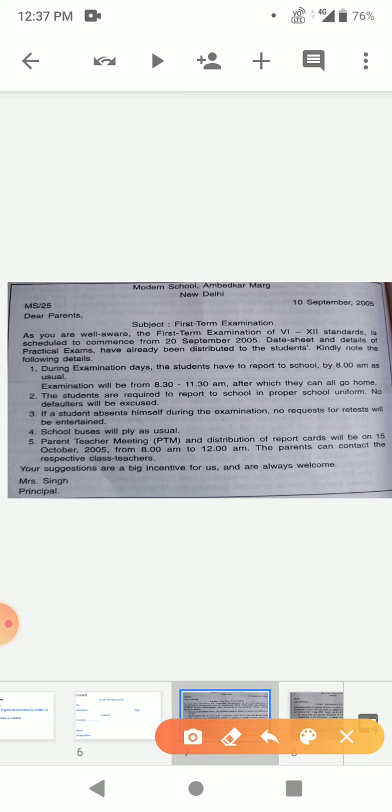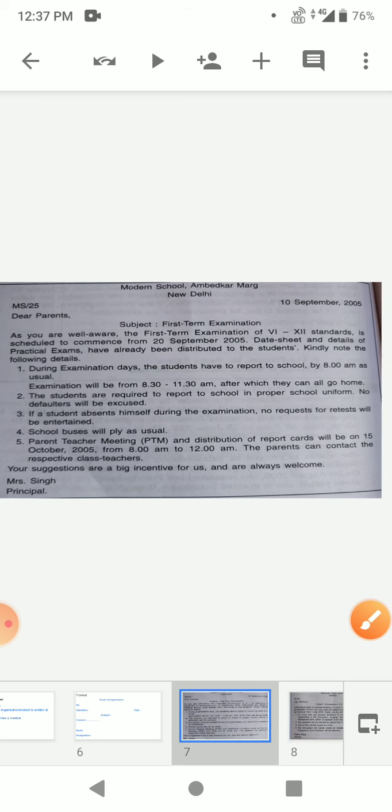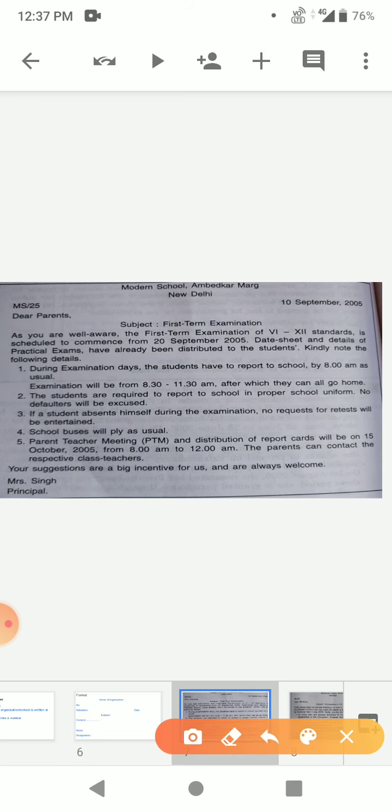So here his designation is here, his name is here, and since it's about examination, the subject is here and number is here, and it is for parents, so dear parents is written here. And who is writing this on behalf of this school? Modern School, Ambedkar Marg, New Delhi. Date is mentioned there. Then the content is according to that.